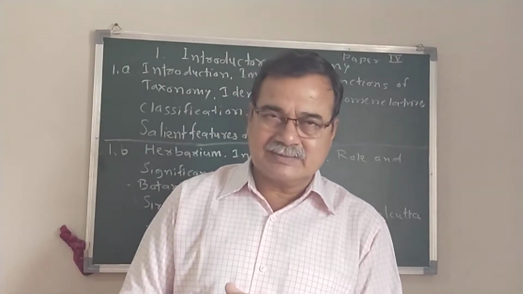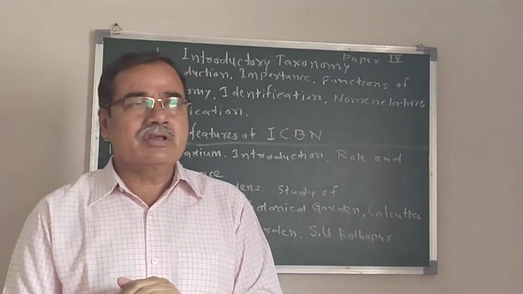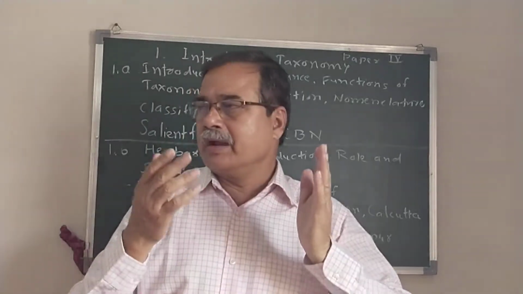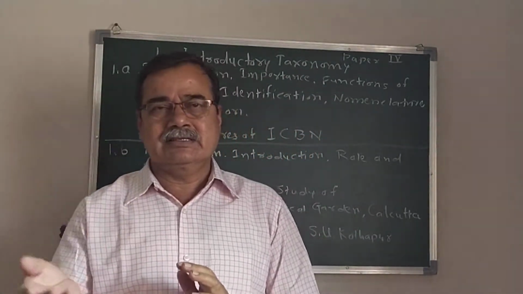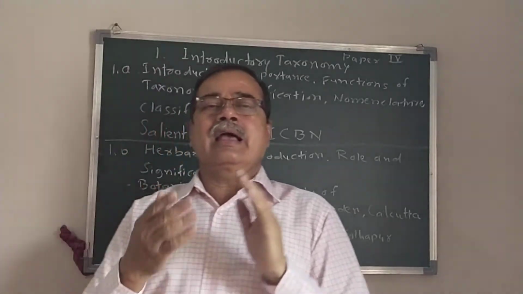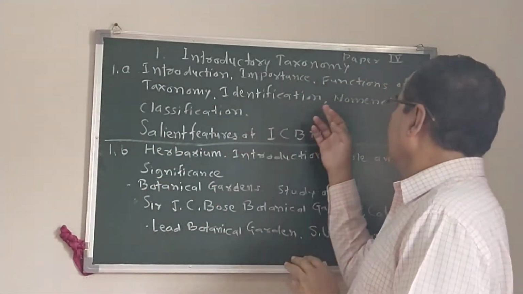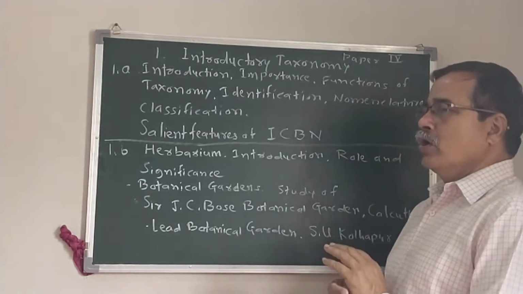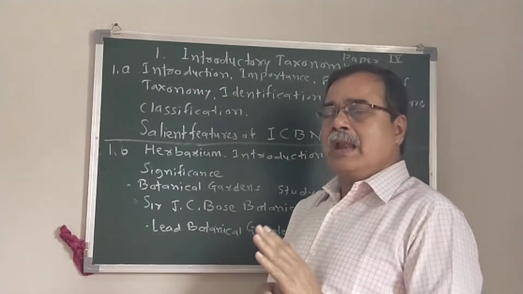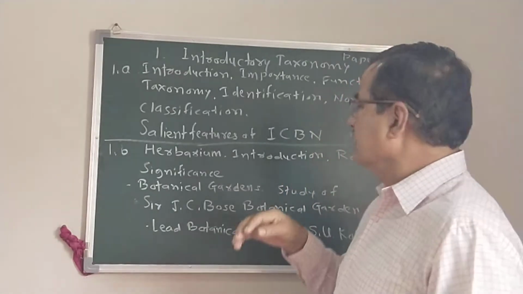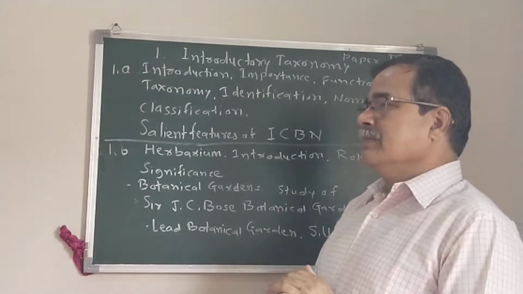Under this separation of the groups, plants are named. Naming of the plants takes place. Suppose mango: mango is named with a generic name and a specific name. The generic name is Mangifera and the species name is Indica. Nomenclature means giving two names to the plant, that is Mangifera, the generic name, and Indica, the species name.